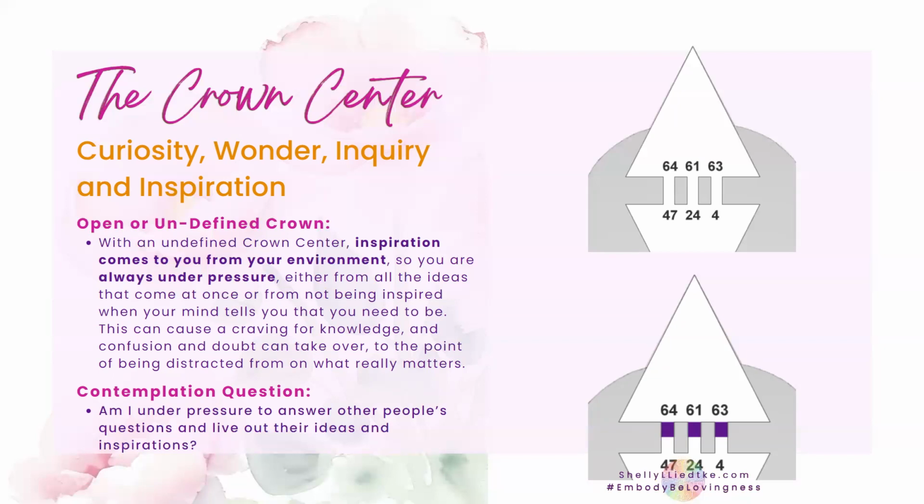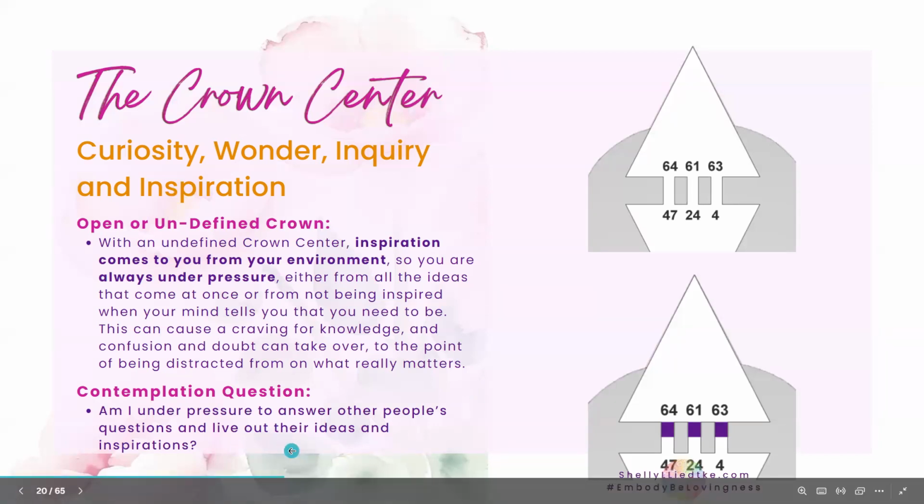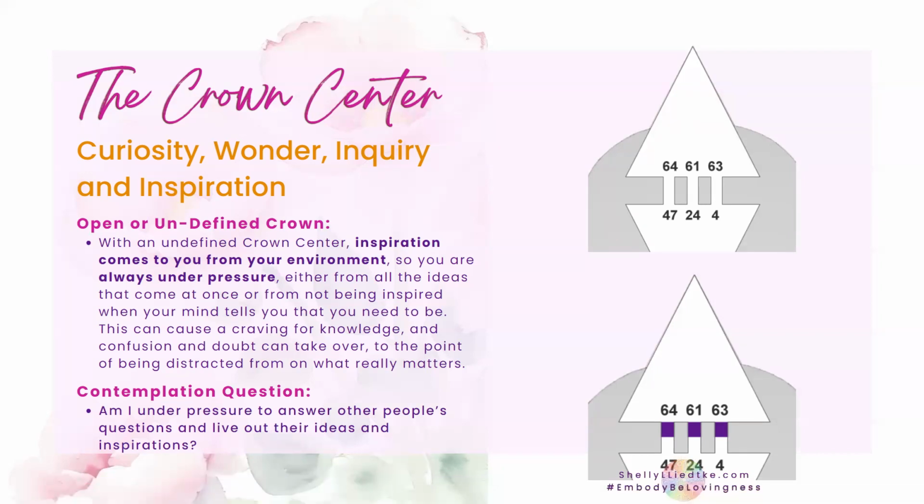But quite the opposite, when we are following our type, strategy, and authority, we have a greater ability to make clear decisions on our behalf. So in both of these cases where the centers are colored in white, the contemplation question for the individual in this case would be, am I under pressure to answer other people's questions and live out their ideas and inspirations?